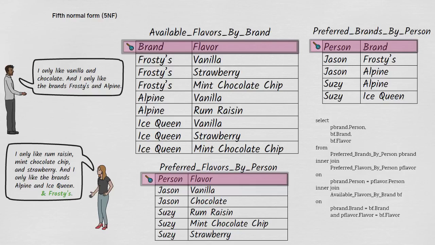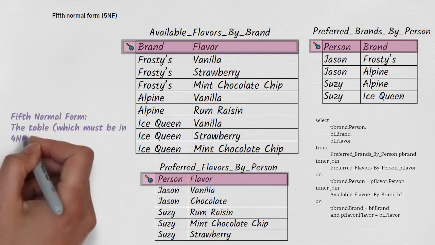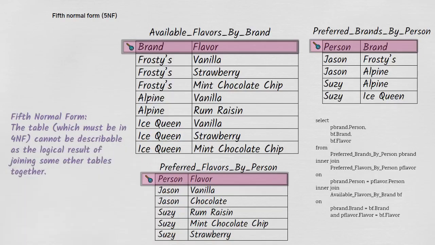To sum things up, if we want to ensure that a table that's in 4th normal form is also in 5th normal form, we need to ask ourselves whether the table can be logically thought of as being the result of joining some other tables together. If it can be thought of that way, then it's not in 5th normal form. If it can't be thought of that way, then it is in 5th normal form.